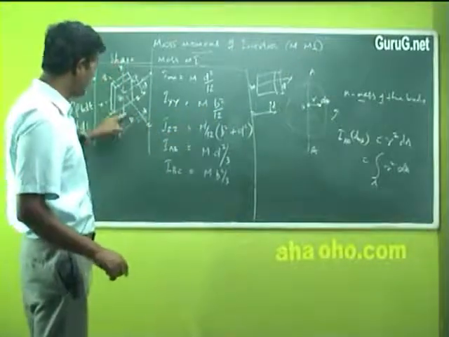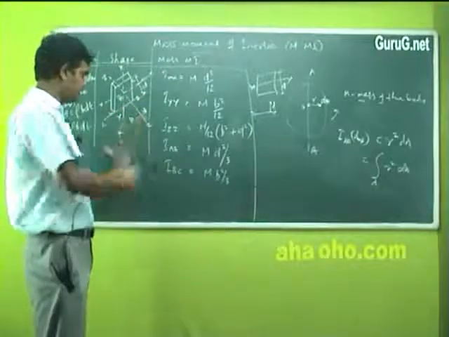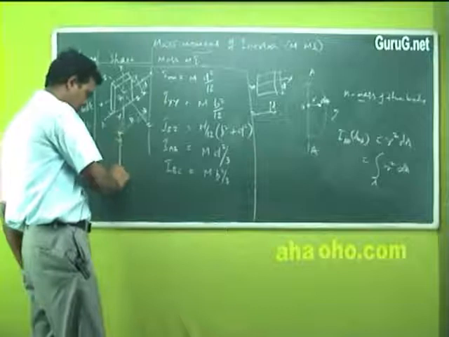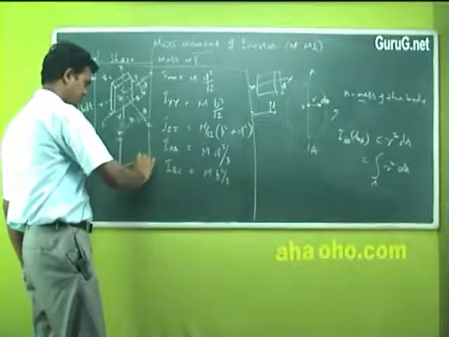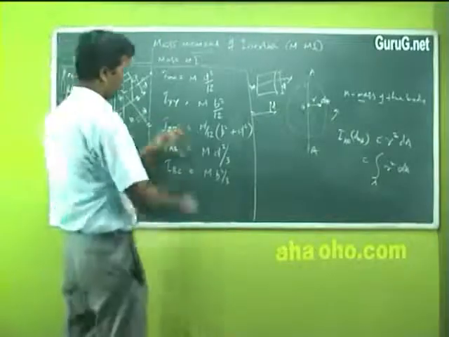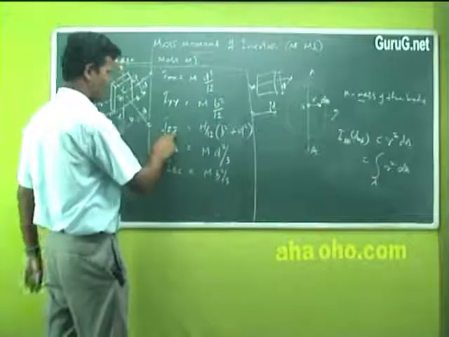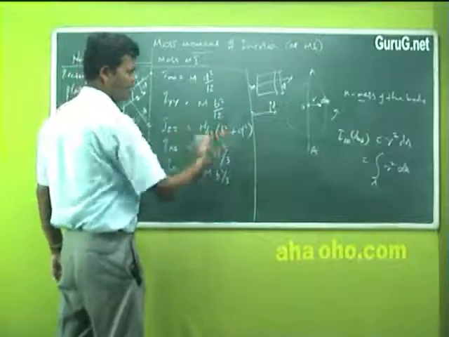For this yy axis, what is the perpendicular width? It will be b only. B is measured because y is acting like down. For yy, the breadth b will be my perpendicular line like this. So this is m into b square by 12. Then for the zz axis, m by 12, this same thing, into b square plus d square.